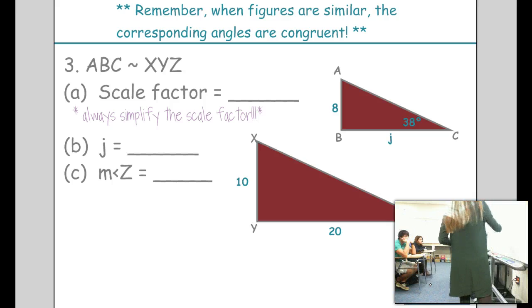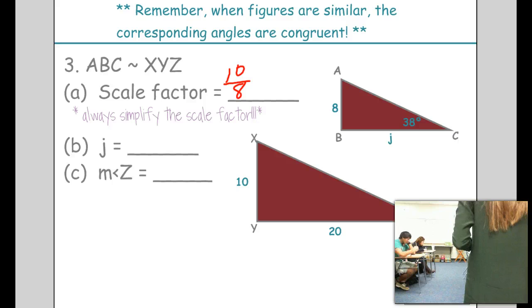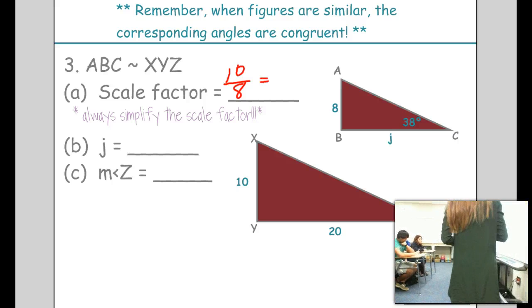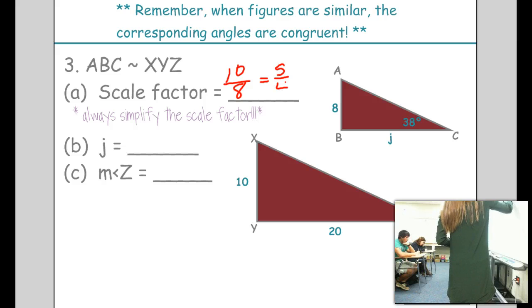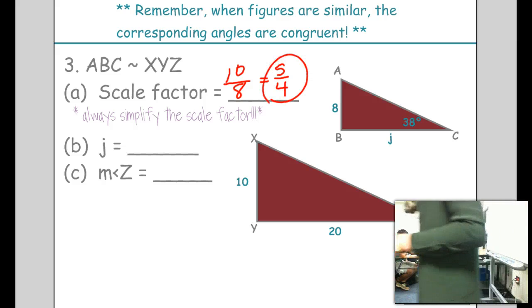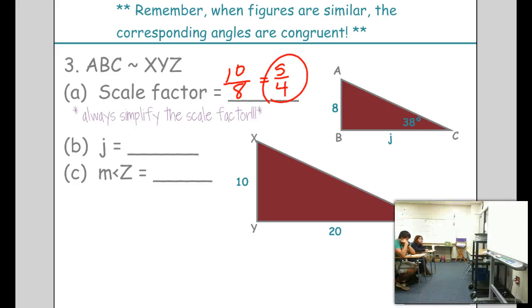Okay, well, but I like fractions better. So 10 over 8, you told me that. And then what is that as a simplified fraction? Julius? What's 10 divided by 2? What's 8 divided by 2? Okay, so there's our scale factor. It's 10 over 8, but 10 over 8 is not a good answer. So 5 over 4 is our simplified answer. You can also write it as a decimal, but we like fractions better.